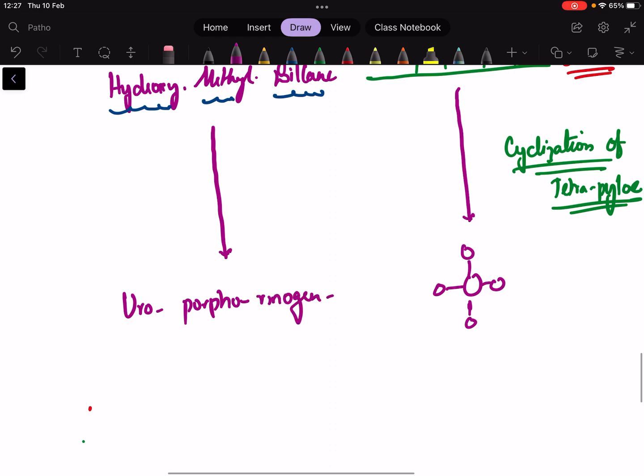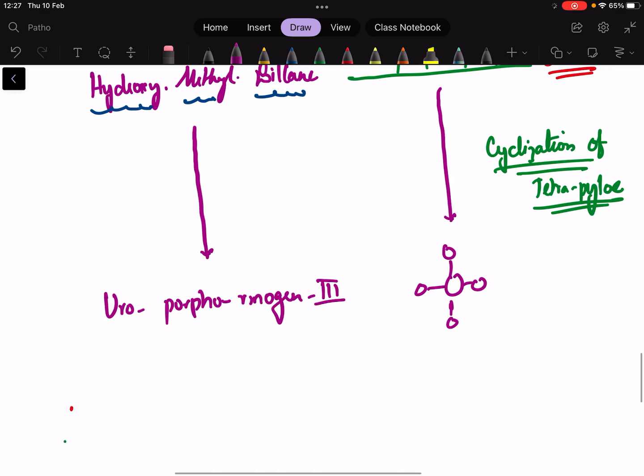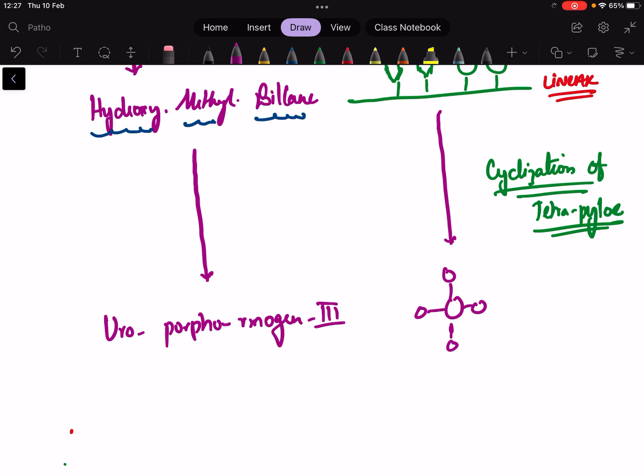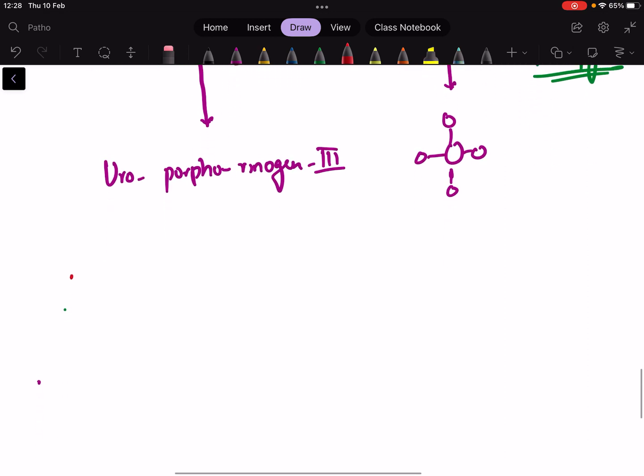The newly formed compound here is uroporphyrinogen type 3. It is a more refined product of your pyrrole rings. Now what is the enzyme responsible here? The enzyme responsible here is uroporphyrinogen synthase type 3. So hydroxymethylbilane, which is a linear polymer, is converted into a cyclic polymer, your uroporphyrinogen type 3. Why the name uroporphyrinogen? Because these can be excreted in the form of urine.